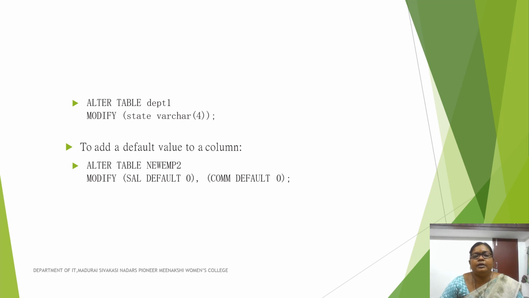Alter table, table name is new emp2, modify, within the bracket salary default 0 and commission default 0. So I'm giving 0 as the default value for two columns in new emp2. This is successfully changed in the new emp2 table.